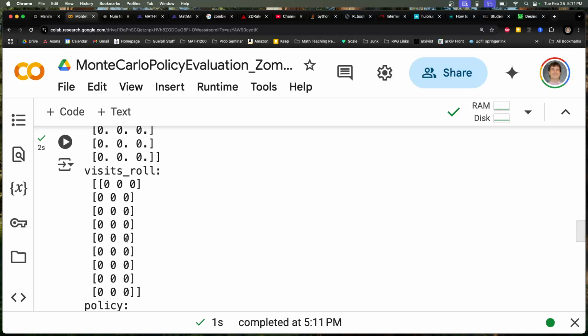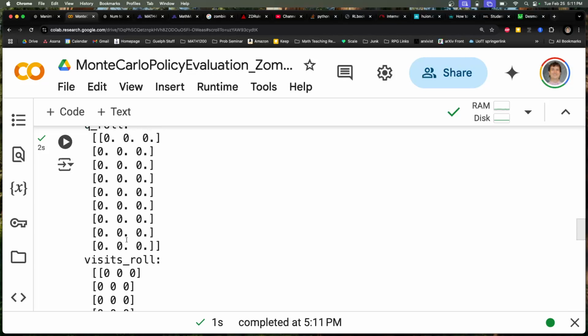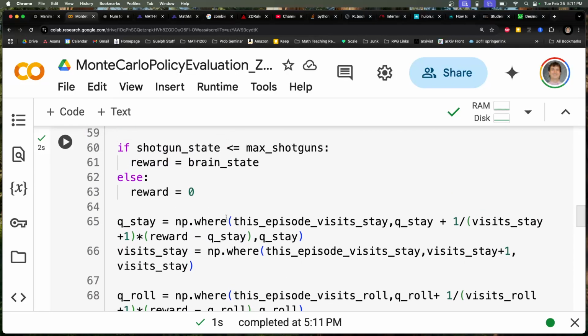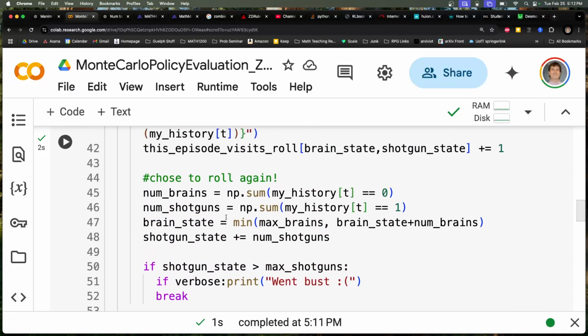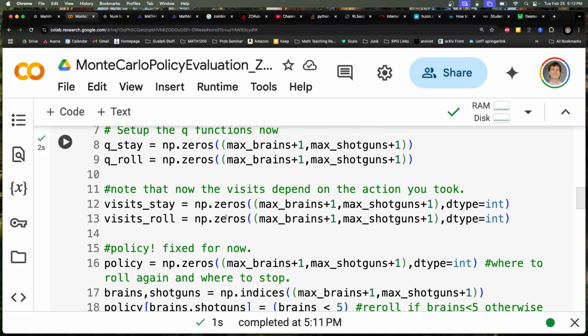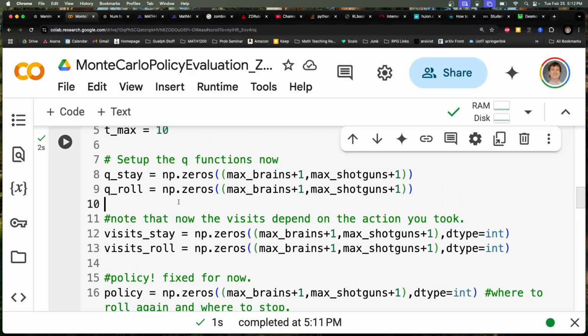We never visited any state and then chose to roll. And actually, there's one hint on what is happening here: the 0, 0 state of having 0 brains and 0 rolls says 1,000. So what happened in this situation is we ran it, and because we initialized everything to all zeros when we started the game, the Q function just started at all zeros. Don't worry about it, we'll figure it out over time.